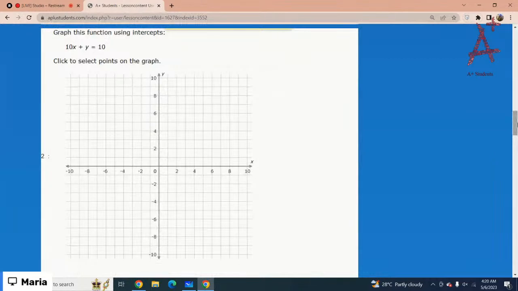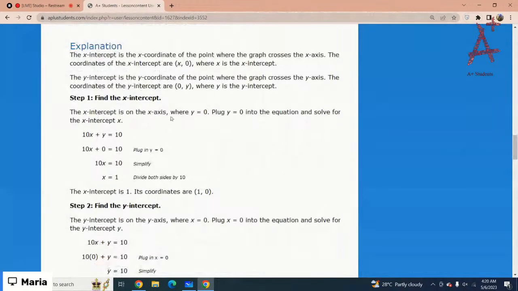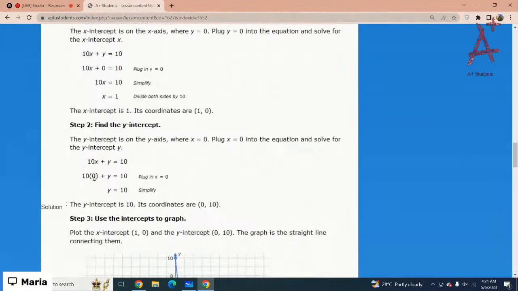Okay, the next one is graph the function using intercepts: 10x plus y equals 10. So you have to calculate the x-intercept and the y-intercept of the equation. For the x-intercept, you need to put y equals 0 in the equation. So it will be 10x plus 0 equals 10 and x equals 1. Then you have to find the y-intercept. It would be 10 times 0 plus y equals 10. That means the y-intercept is y equals 10.